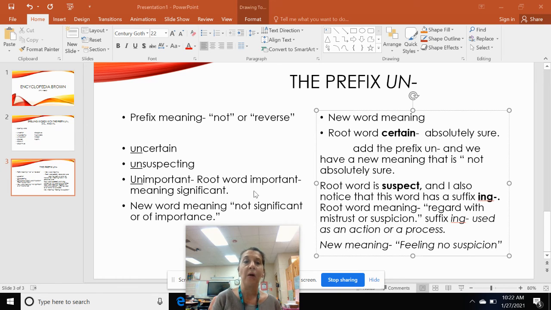Very good. Now, our last word I put over here was unimportant. Our root word is important, and that means significant. Now, our new word meaning, when we put not in front of it, means that it's not of importance. If it's unimportant, I'm not going to open that mail today. It's just a flyer. It's just a letter wanting me to come buy something at the store. All right, so it's unimportant.